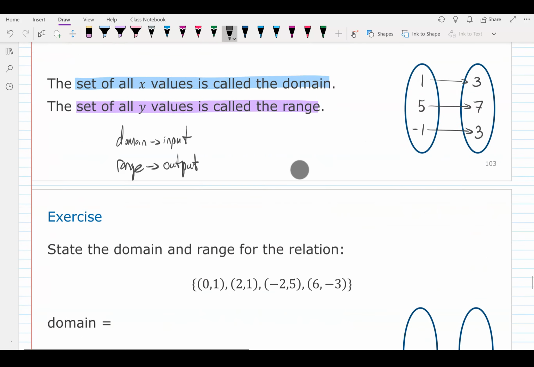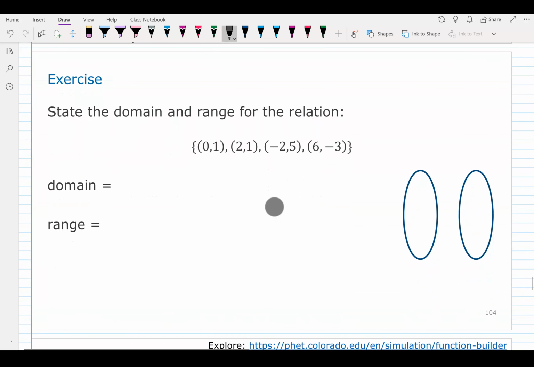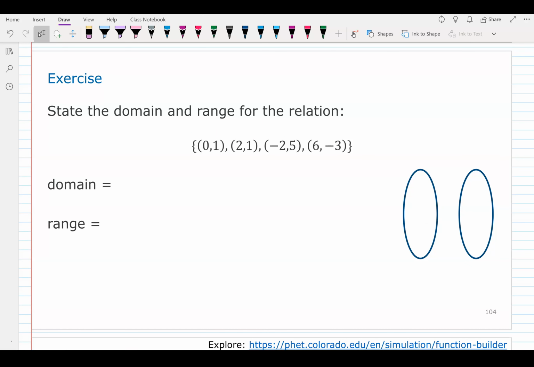So let's actually see this in the context of an exercise. This exercise says to state the domain and range for this relation, which is the same relation we saw on the previous page. The stuff I wrote at the end of the previous example was just a little example off the top of my head. So the domain in this case are all the x values. So I'm just going to list them. I'm going to use these curly brackets just like they've used, and I'm going to write down all the x values.